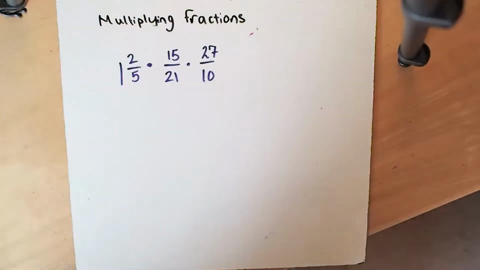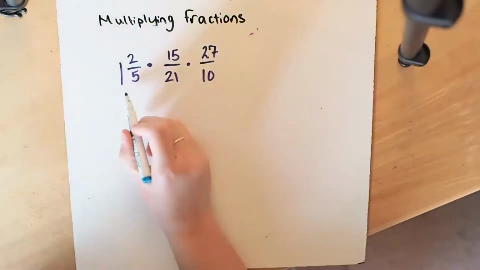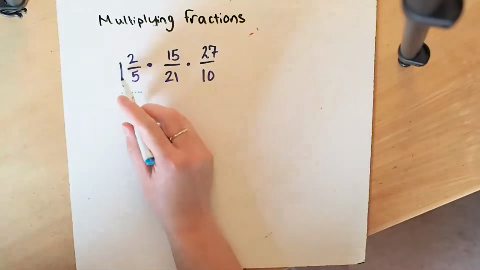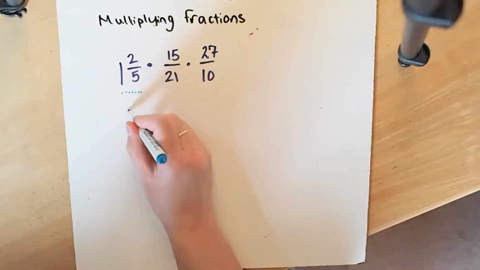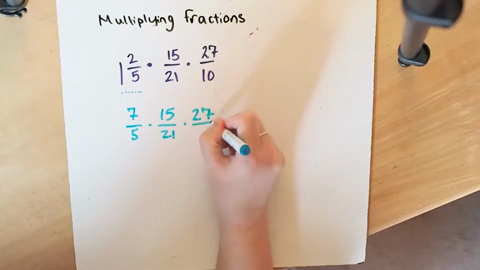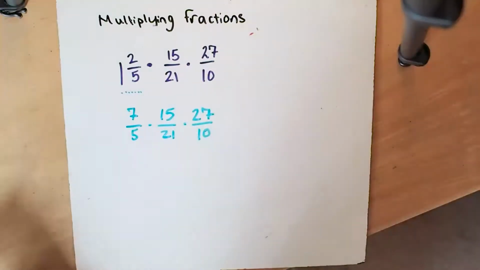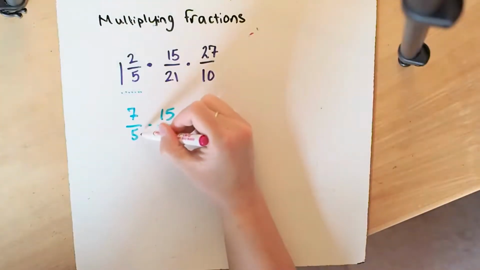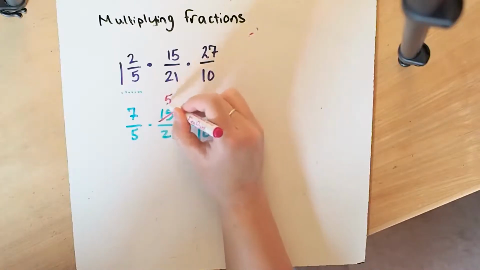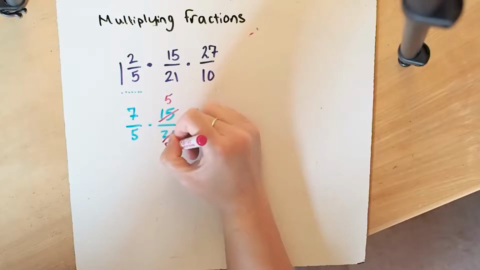Let's do just one more example. This problem again has 3 fractions, and this one is a mixed number, so we have to convert it into an improper fraction first, by doing 1 times 5 plus 2, which is 7, over 5. The rest of the numbers are improper fractions, so we just go ahead and rewrite them. Let's start by doing our first check. 7 and 5 don't have any common factors, but 15 and 21 do. They have a common factor of 3. 15 divided by 3 is 5, and 21 divided by 3 is 7.